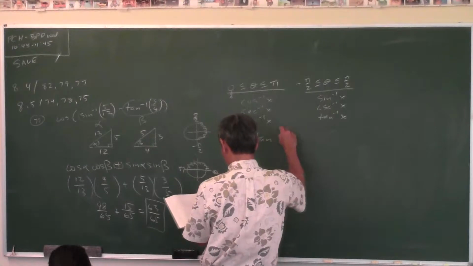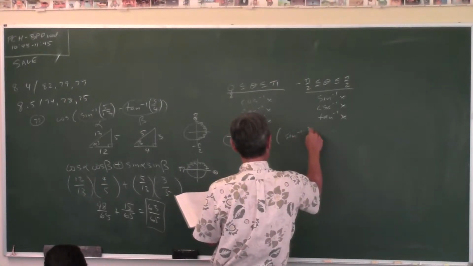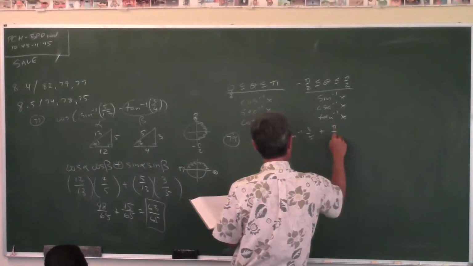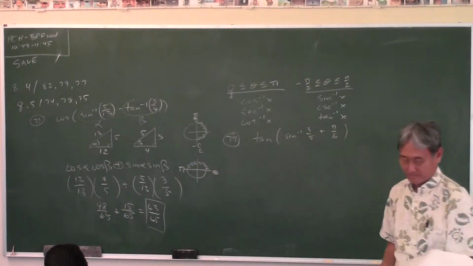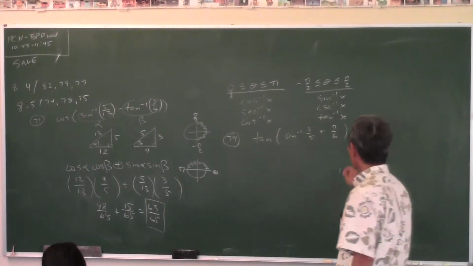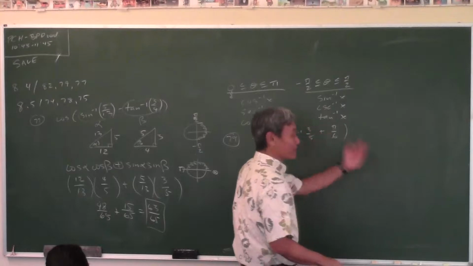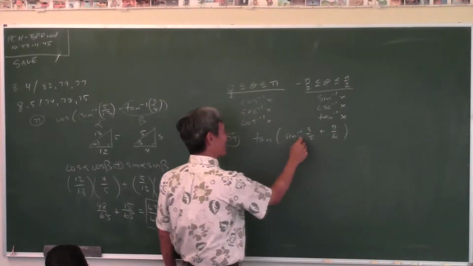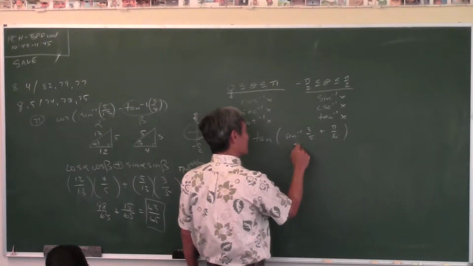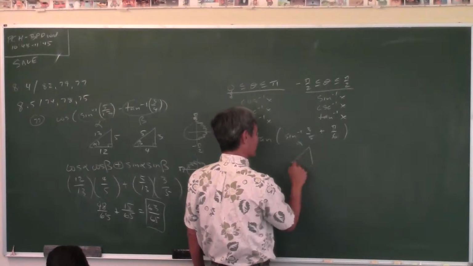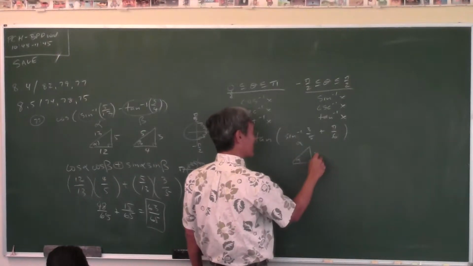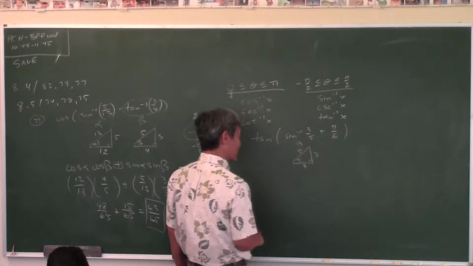Tangent of sine inverse 3/5 plus pi over 6. Okay, now look, they already gave you that angle, so you don't have to think about that one. Is that an angle I know off the top of my head? No, so let's go to alpha then. Let's draw the picture. This is alpha. Sine is opposite over hypotenuse, Pythagoras.